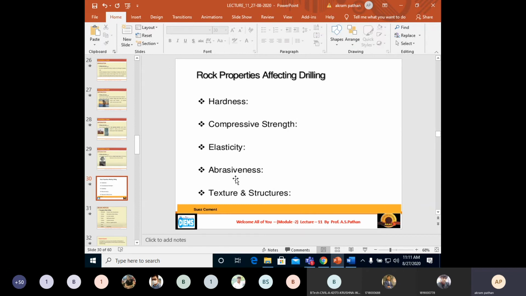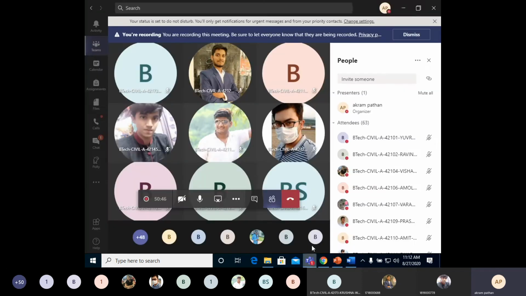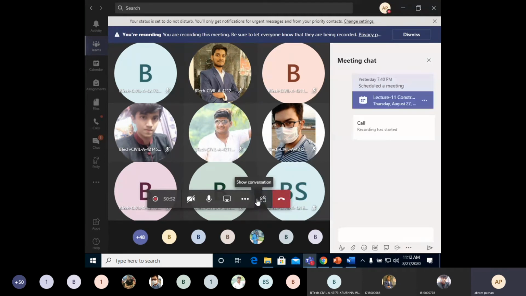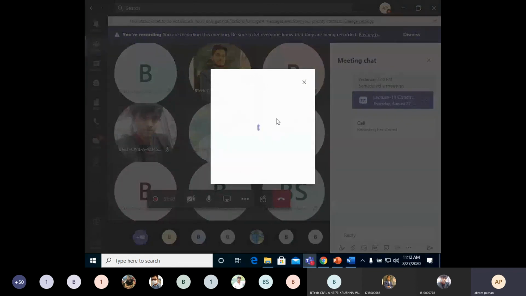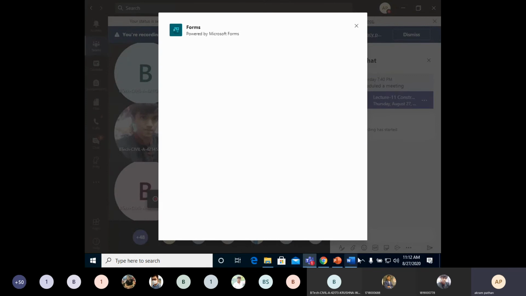I will show you with the help of certain examples what we mean by abrasiveness. At this stage, remember that if the friction is not proper, certain deterioration will happen to the material. Then texture and structure. At this stage we are going to take two questions. I will form a question, and I request all the students to please be a part of this activity.